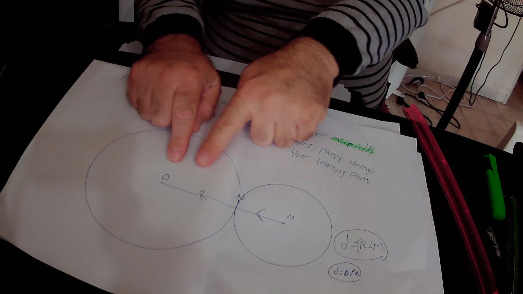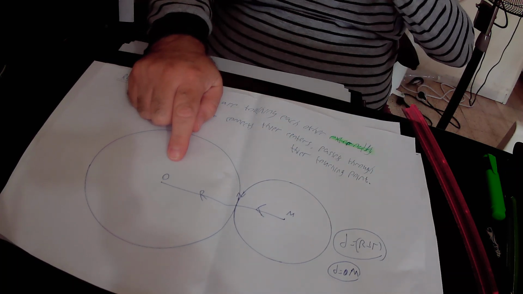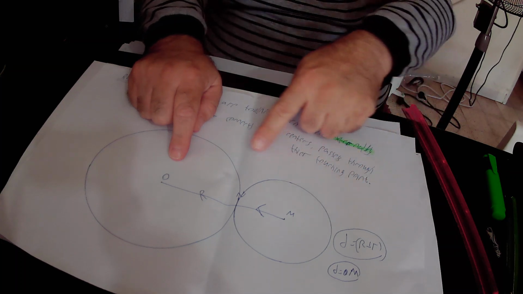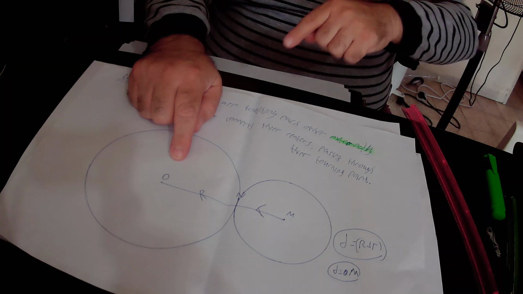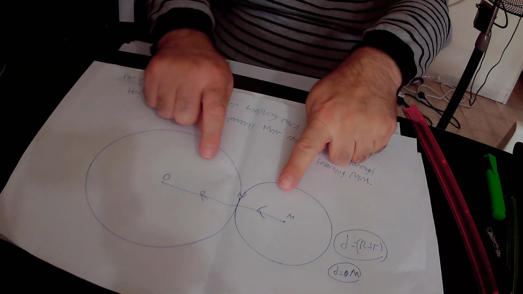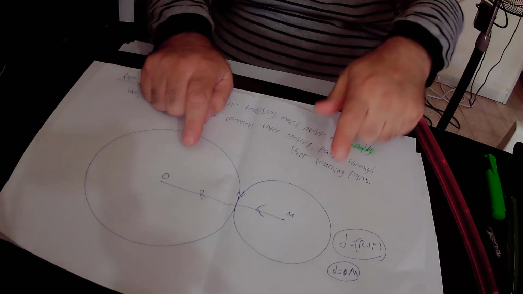The distance between their centers is of course OM. And here you can see that OM equals ON plus NM. Why? Because O, N and M is one straight line, therefore OM equals ON plus NM. ON equals capital R and NM equals small r, and therefore OM in total equals capital R plus small r.